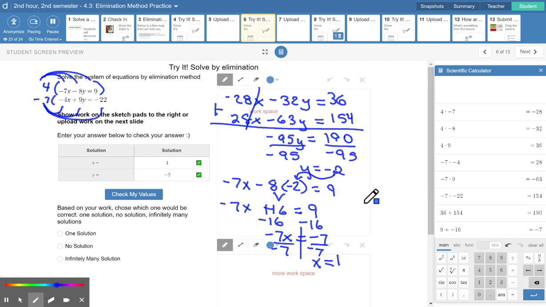Now notice that I have my x value still, and I have my y value still. So that would get us an ordered pair, or a point on the line, or on the lines, on the system of equations. So that is why the answer is one solution.